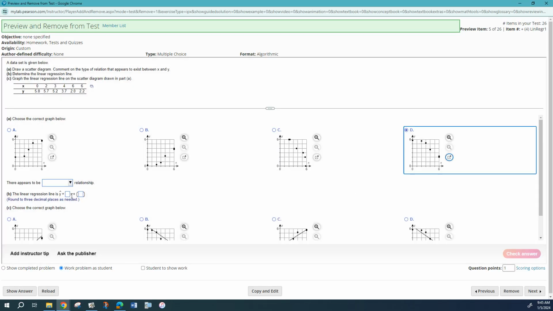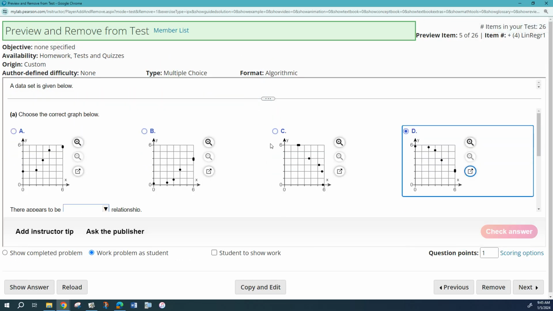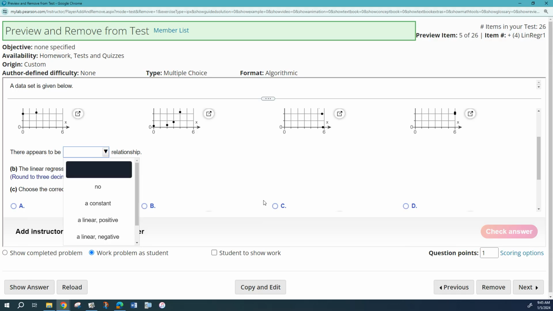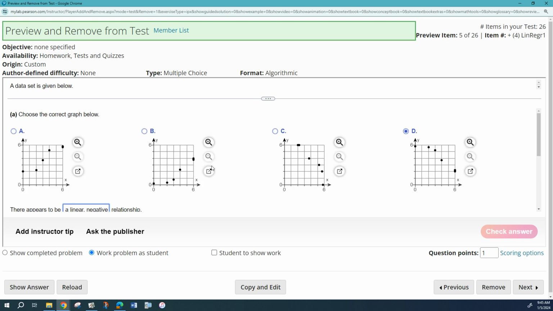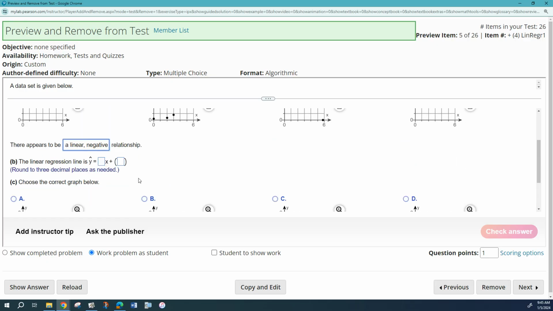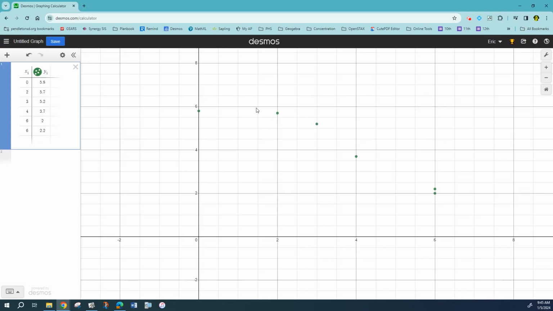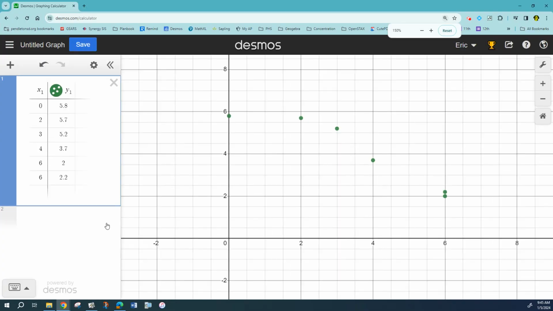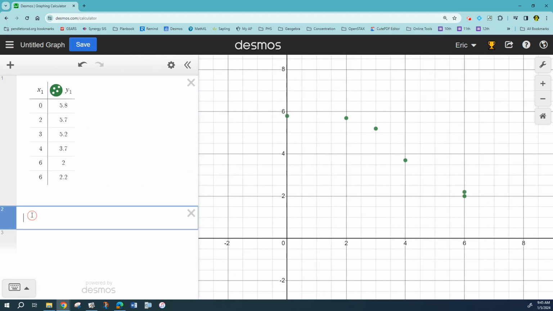Part 2, and then it asks you, this appears to be what kind of a relationship? Which one? Linear negative, right? And that was the one, okay? We want to write the regression line. Okay, well, create the regression line. I don't really need the graph here for this stuff.